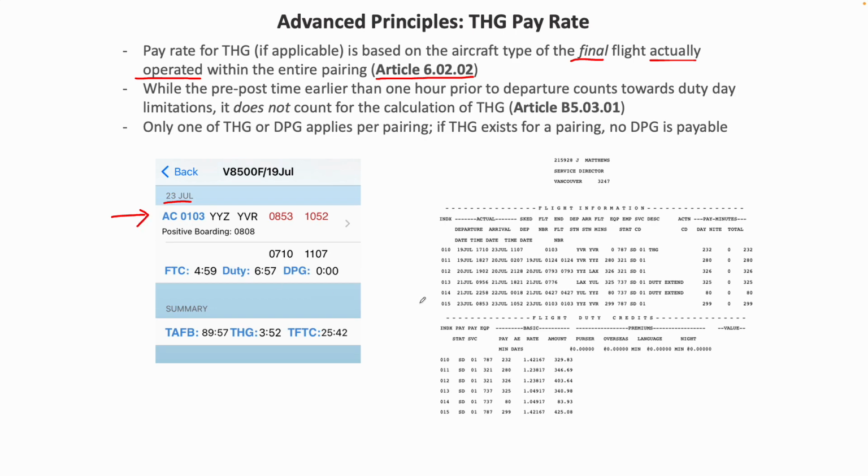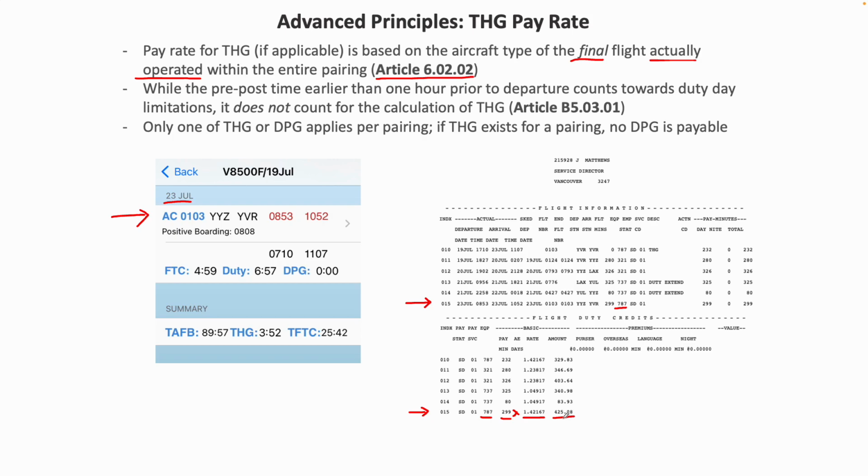When I look for that in my flight summary, that would be within index 15. And you'll notice that I flew on a 787 from Toronto to Vancouver. And if I look in my flight duty credits section, we will see again that there is the 787 for the equipment. There are the 299 minutes that I indeed flew as per my flight information. And you'll see that it was paid at $1 and approximately 42 cents per minute. So when multiplying the 299 by 142, we get that correct number of $425.08.